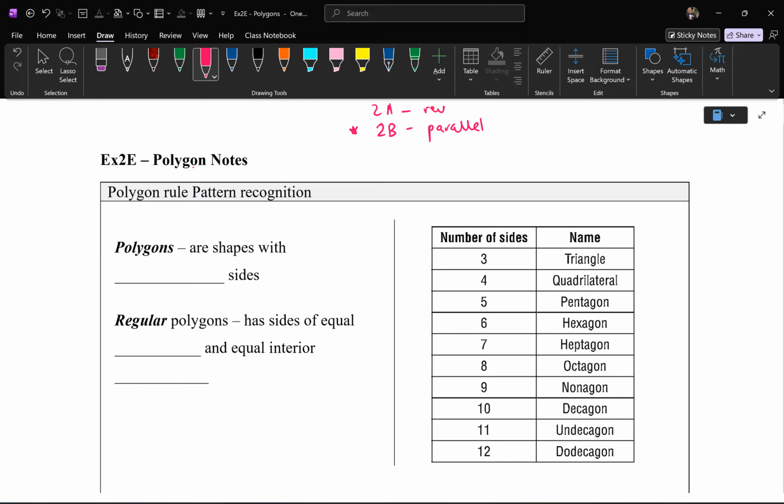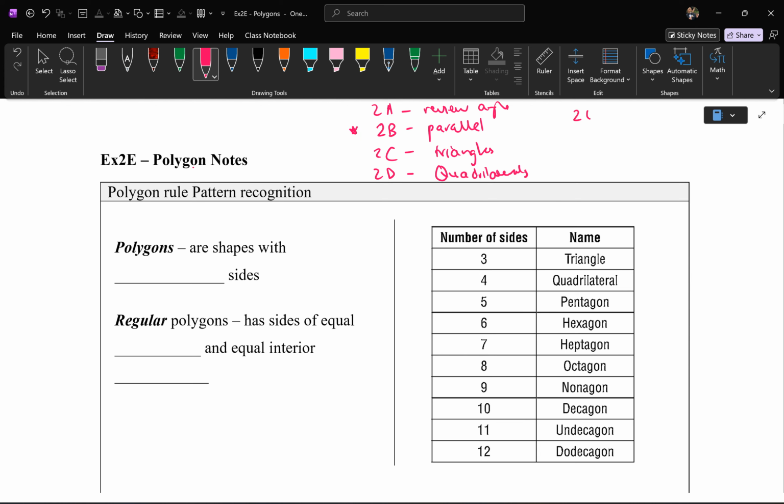2A is review. Angles. 2C was to know your triangles. There's only 3 types. Scalene, isosceles, and equilateral. 2D, you had quadrilateral, so 4-sided shapes. You needed to know all 7 of them. Okay, so differences between them all.